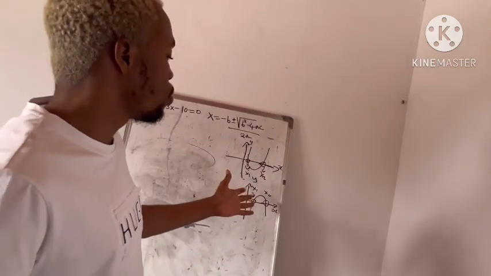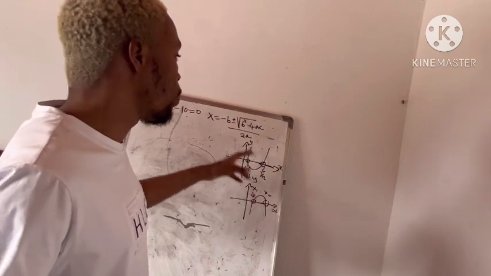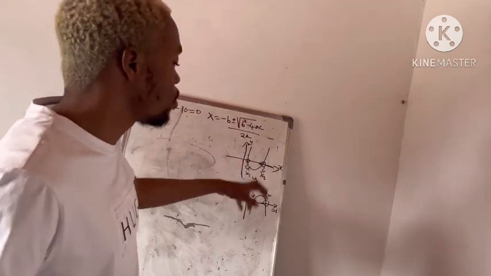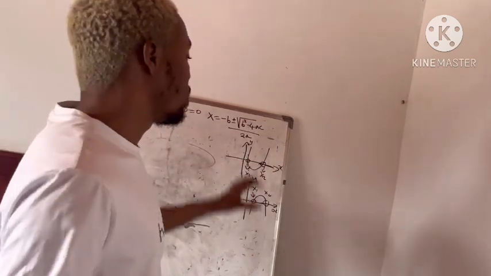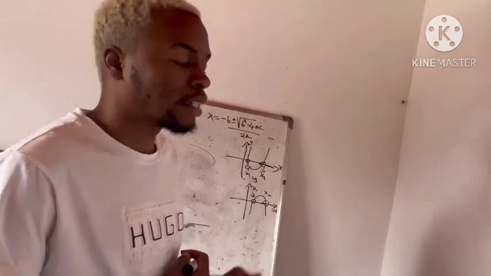Next, I showed you these two. It crosses like this. When drawing this, you're either going to have this or this. So this is how it appears.